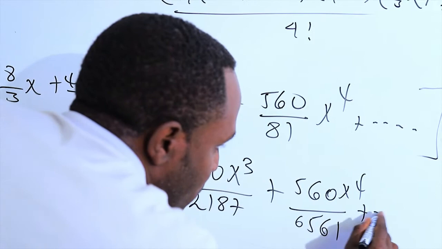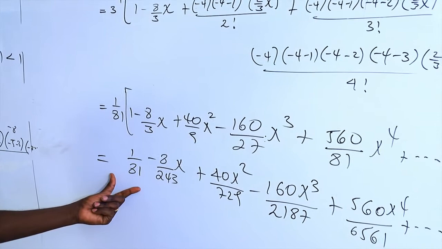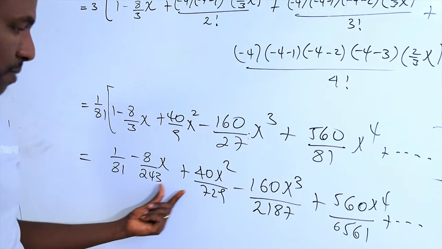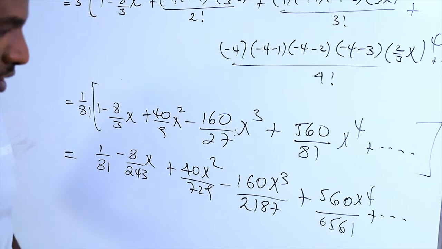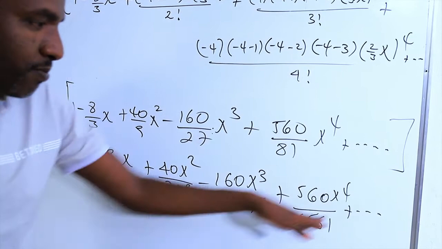Therefore, we can say the expression 2x plus 3 to the power of minus 4 is exactly equal to 1 over 81 minus 8x over 243 plus 40x squared over 729 minus 60x cubed over 2187 plus 560x raised 4 over 6561 plus, and continue in such a way.